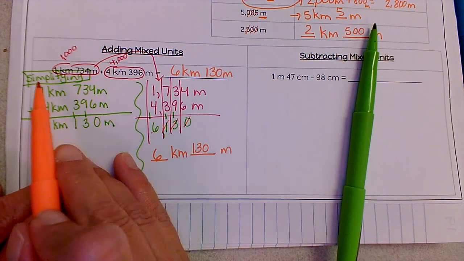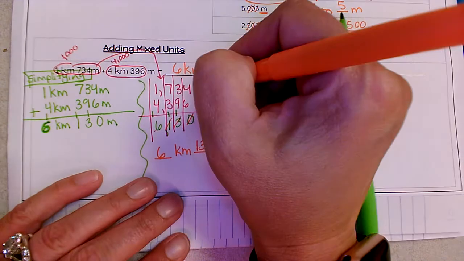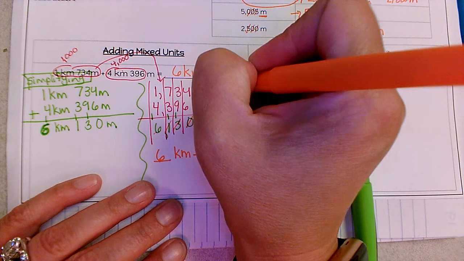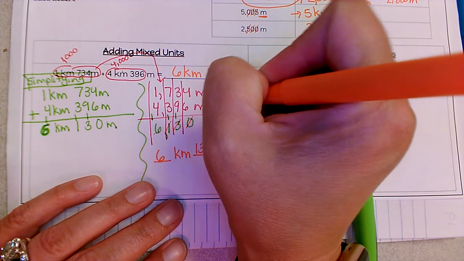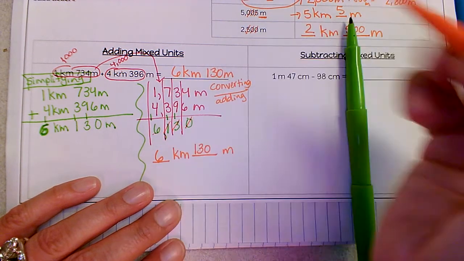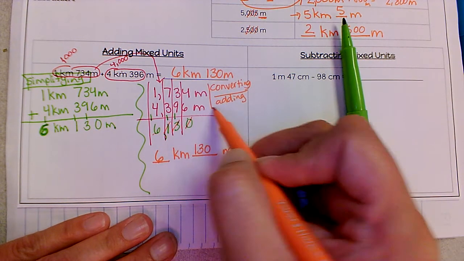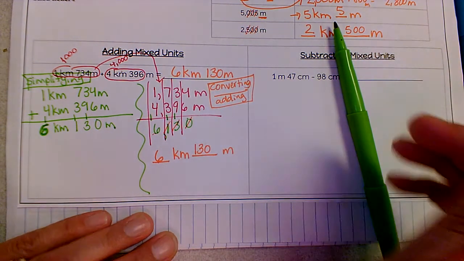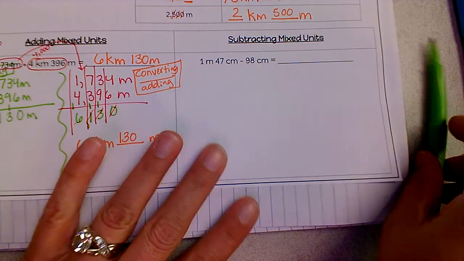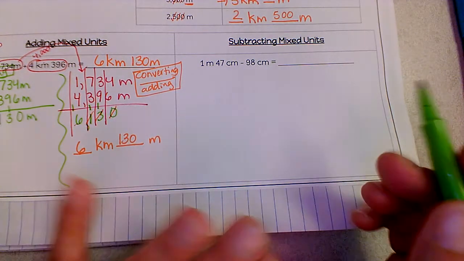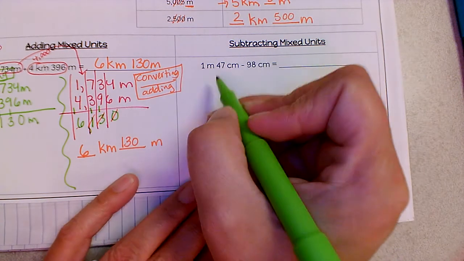You decide, do you want to simplify it or do you want to just do converting and then adding? You decide. What is easier for you? Okay, now let's go over here. I'm so sorry that keeps happening.